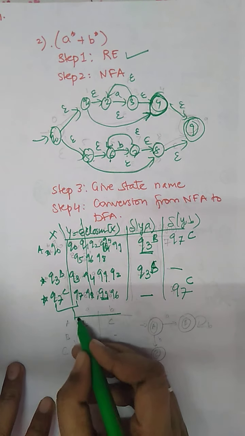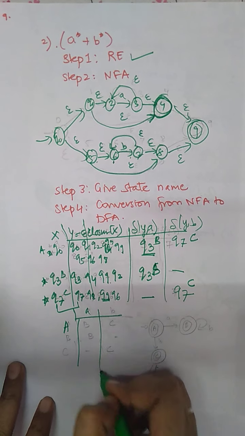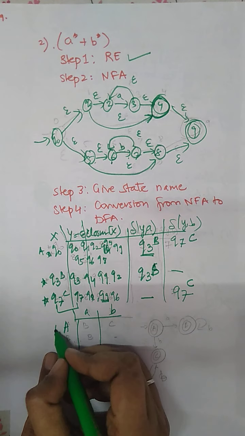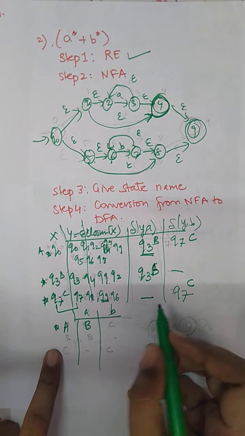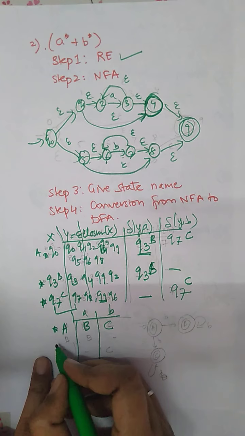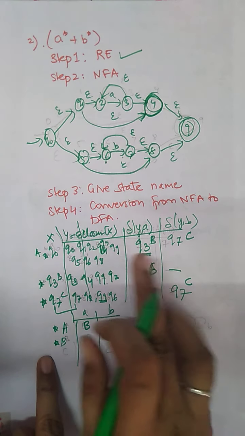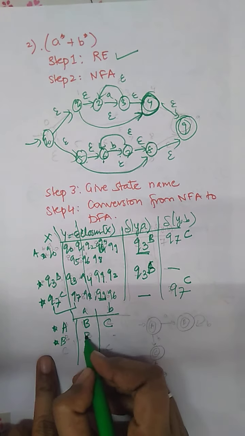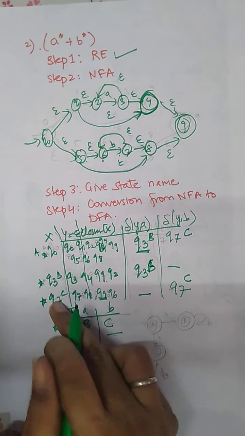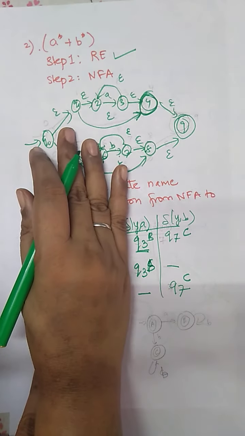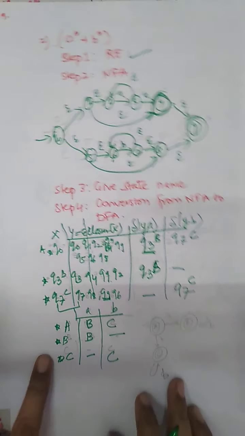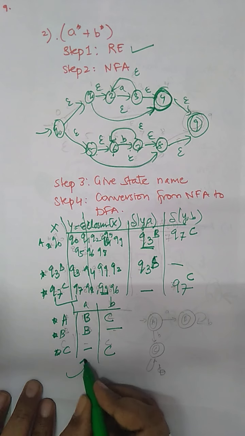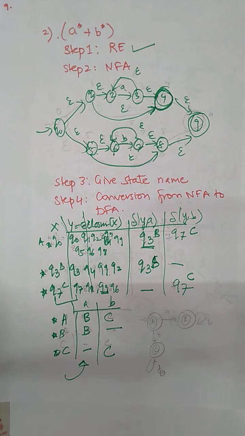So we have to rewrite the table. Capital A, which is also a final state, on A is going to B, and on B it is going to C. Now B, which is also a final state, on A it is going to B only, and on B it is not going anywhere. C, which is also a final state, on A nothing, on B it is going to C. Now you check from the bottom whether any duplication is there. No duplication is there, and we cannot reduce our table, so this will be the final DFA table.